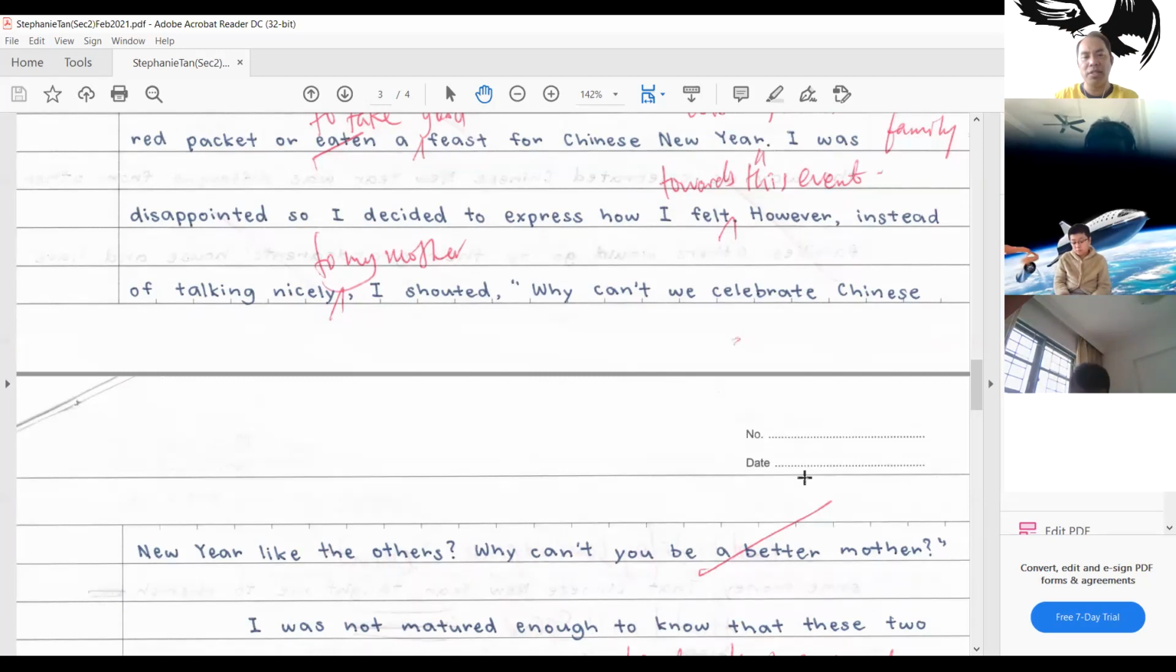Why can't we celebrate Chinese New Year like the others? Why can't you be a better mother?